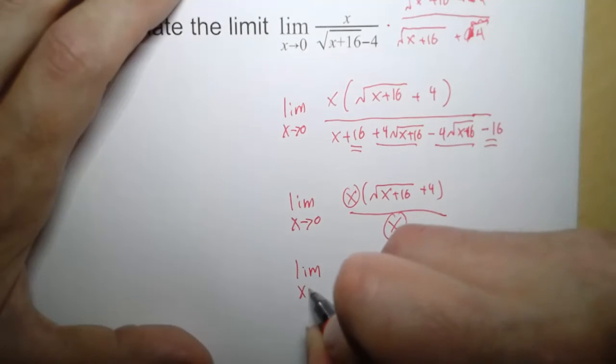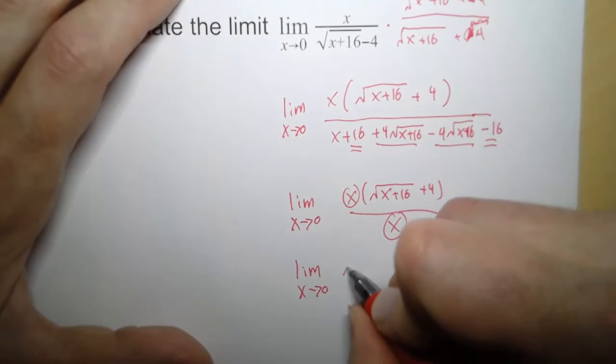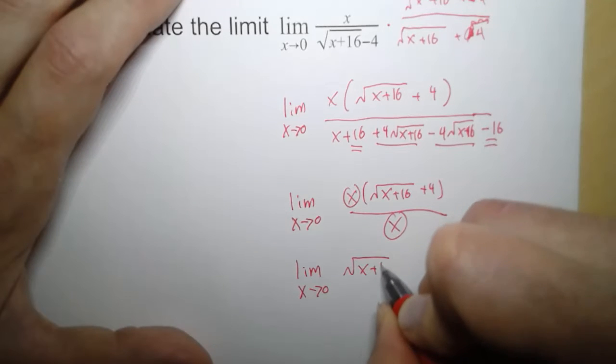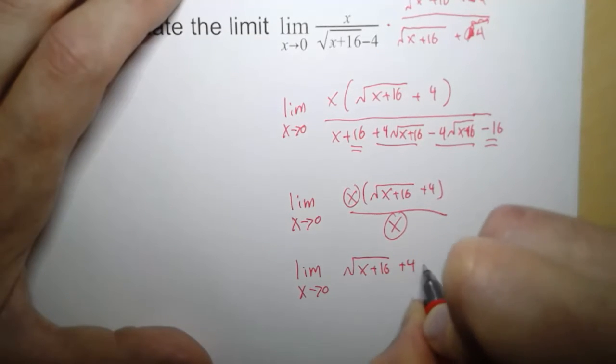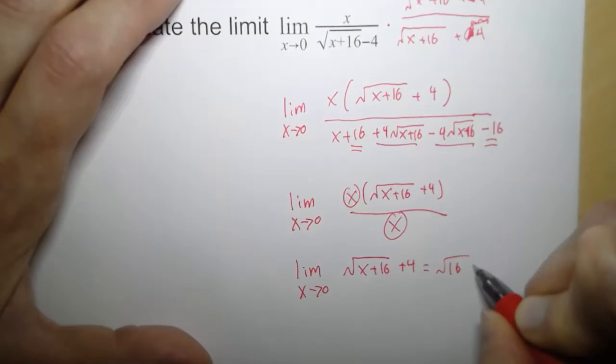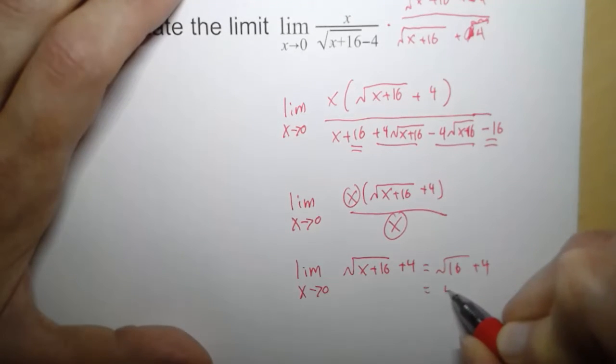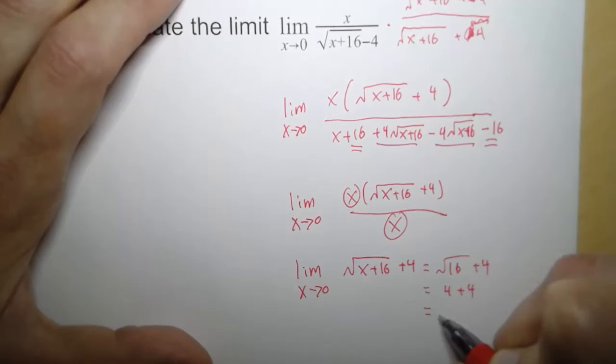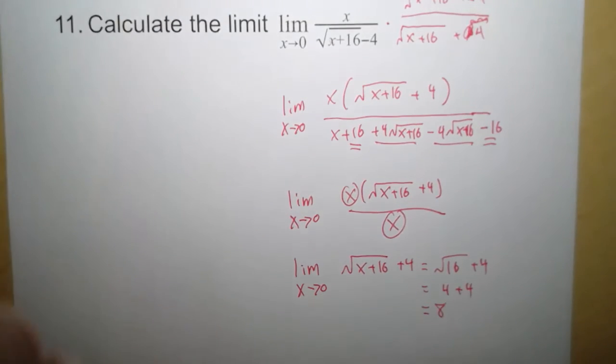So we have limit as x approaches 0. So our simplified expression is square root of x plus 16 plus 4. So when we plug in 0, we have square root of 16 plus 4. So that's 4 plus 4. So our limit is equal to 8.